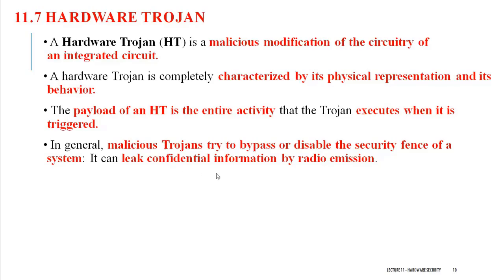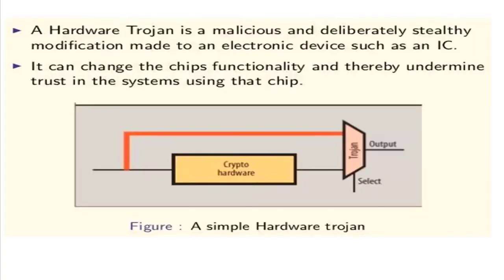It can leak your confidential information, it can gather information from you, or it can transfer data from one device to another, to external devices. There are a lot of malicious activities these devices can do. Now you can see it very clearly in this diagram, a simple Trojan example. This is a crypto hardware, a general circuit, and I am going to inject a Trojan here.